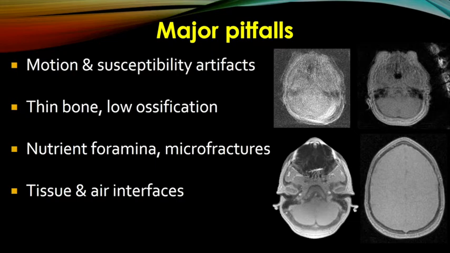Final pitfall is any interface. So bone-air interfaces, both of them are going to be low signal and difficult to measure, so that can be really hard to distinguish. Also, any soft tissue interfaces like the fat-water interface with the fascia becomes very dark and can be difficult to distinguish from bone. And then variable intensity secretions in the sinuses and mastoids.